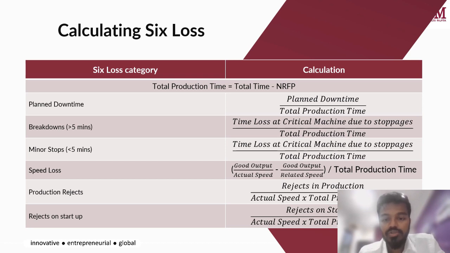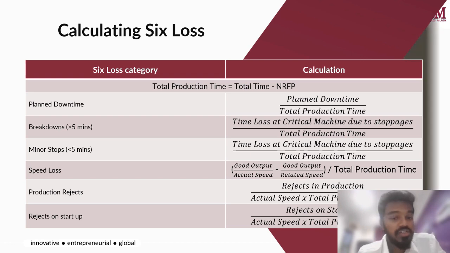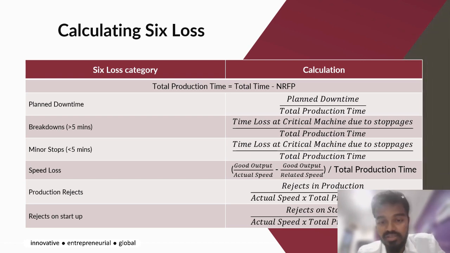For speed loss, it's the good output at actual speed minus the good output at rated speed, divided by total production time. Production rejects are the rejects in production over actual speed times total production time. And for rejects on startup, it's rejects on startup over actual speed times total production time.